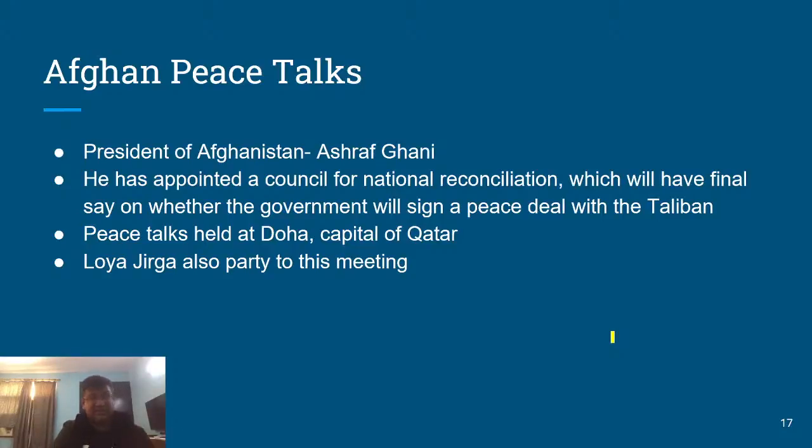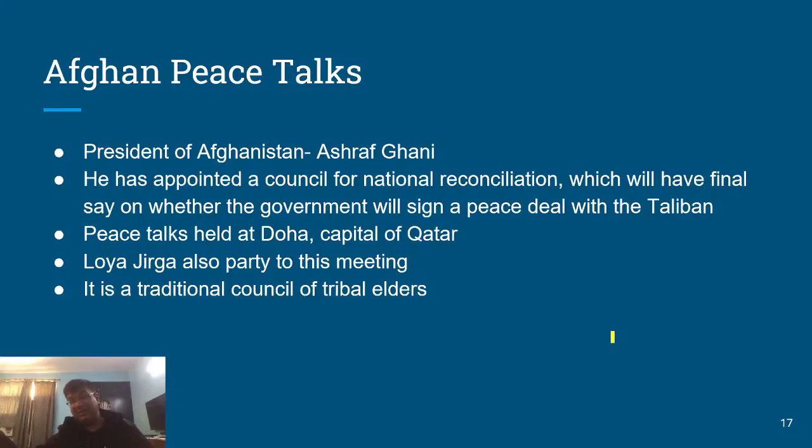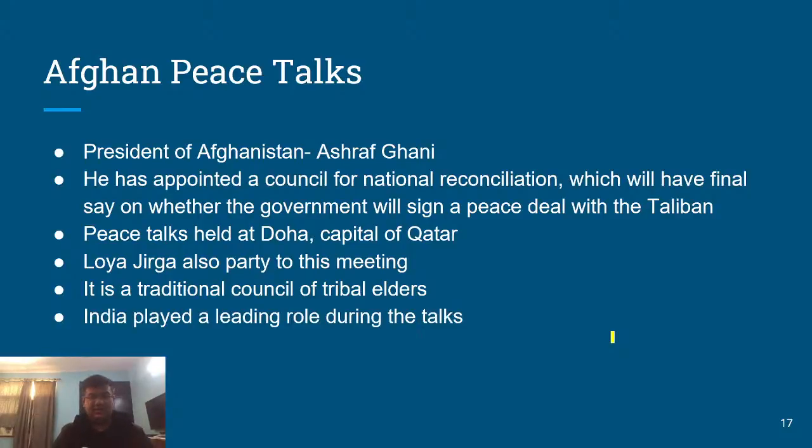Again, I had discussed this when we were doing the newspaper sessions. I'll repeat this again for those who've missed that. It's a traditional council of tribal elders. Afghanistan might be a democracy in a way, but at the end of the day, these countries are rooted in a lot of traditional systems. So Loya Jirga is basically a traditional council of tribal elders, right? So they often take the decision. So you might be the president in a modern system, but a lot of the systems are handled by these council leaders. So India has played a leading role.